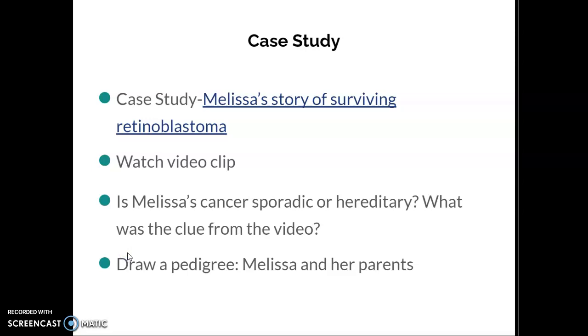Now, I showed everybody Melissa's story of surviving retinoblastoma. There are four primary cancers I want you to know about: retinoblastoma, colon cancer, breast cancer, and one that's a type of leukemia. It's CML, and I'll talk to you about that in a video.